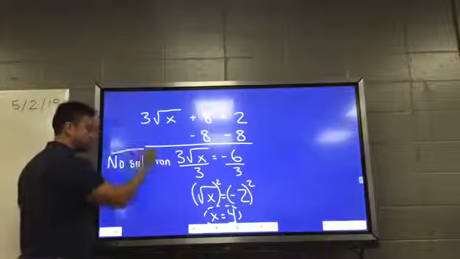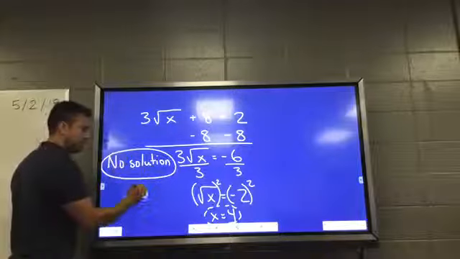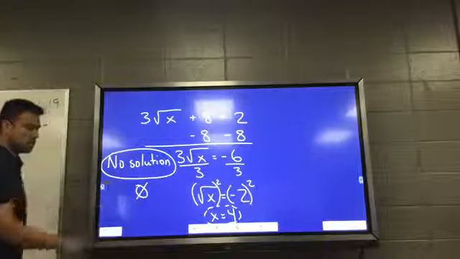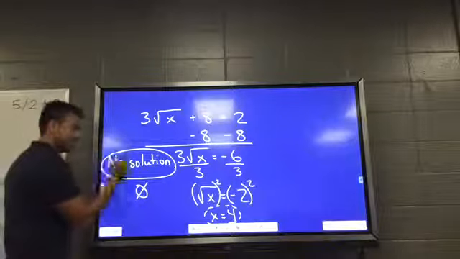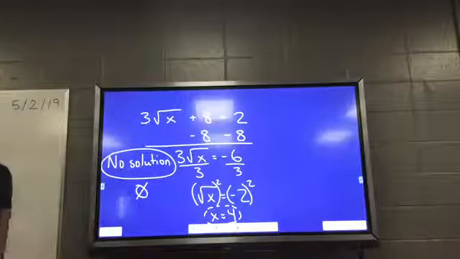Or, for some of you who like shorthand, you could put a null set. That means no solution. That's your shortcut.